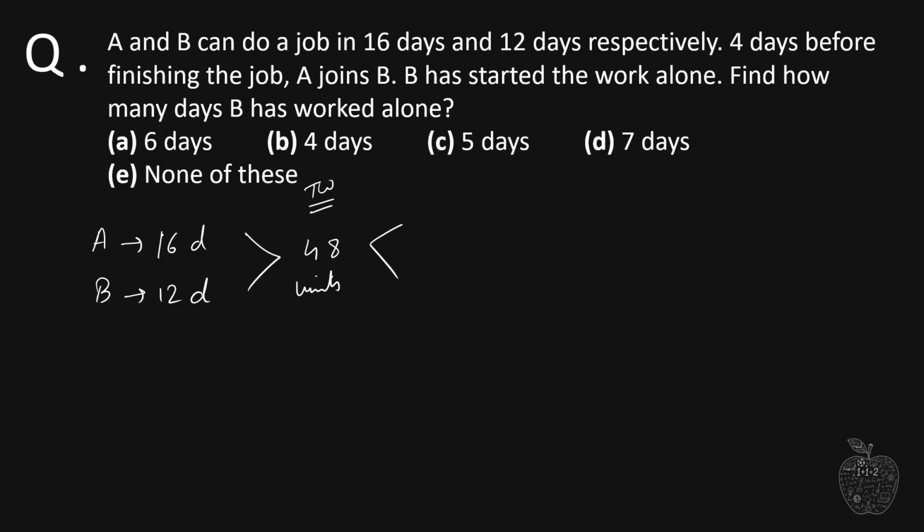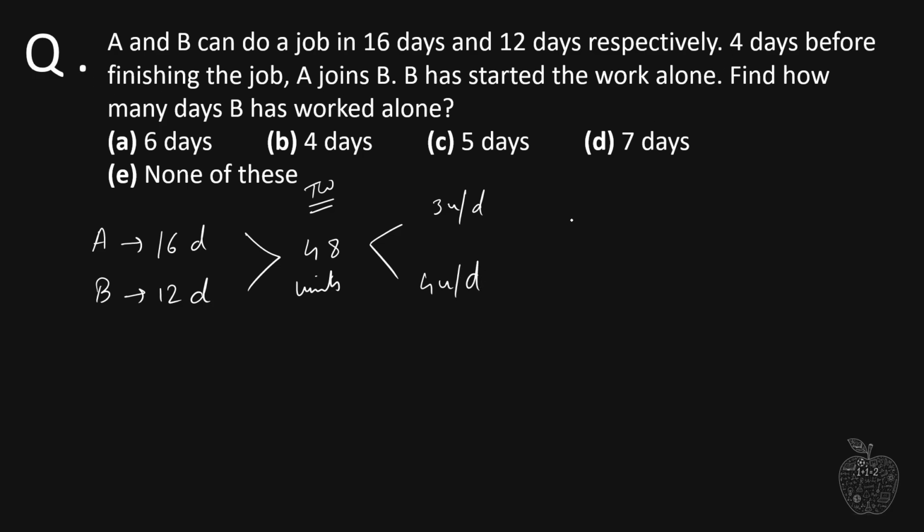Now A can do the complete job in 16 days. So how much can it do in one single day? To calculate that, we divide total work by total time. Here total work is 48, divided by total time, which is 16. So we get 3 units per day. That means A can do 3 units per day and B can do 48 by 12, which is 4 units per day.